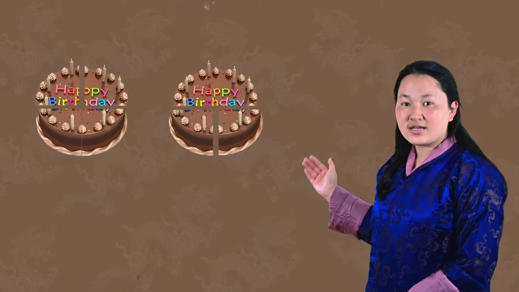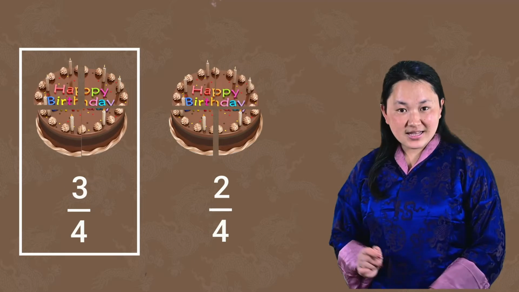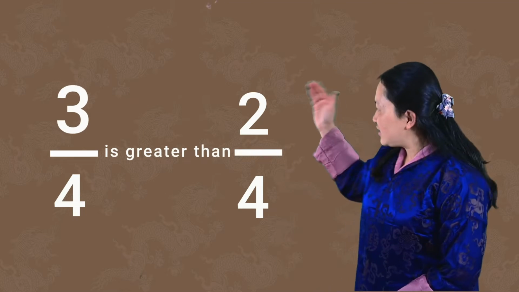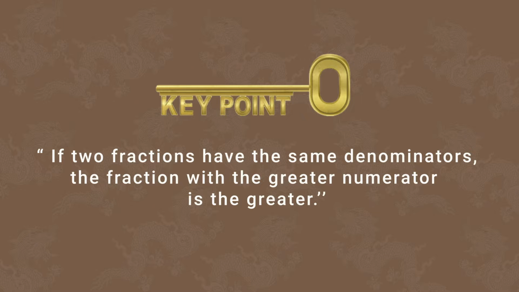Look at both the cakes carefully. Which one has more moving slices? Great! The first cake has more moving slices. So, what does it prove? Yes, it proves that 3/4 is greater than 2/4. Now, the point to remember here is that when the fractions have the same denominator, the fraction with the greater numerator is the greater.